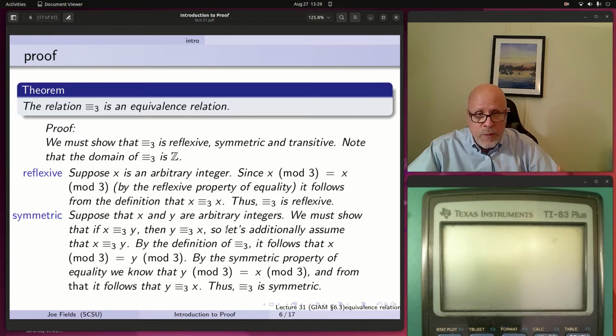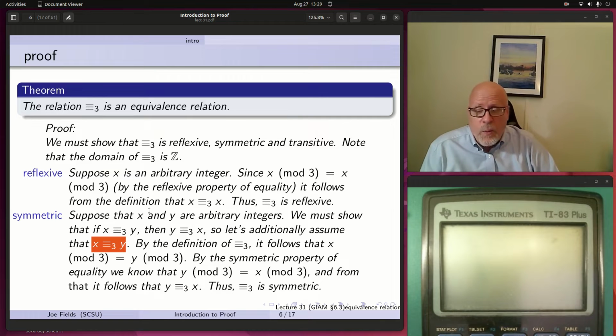Remember, this is a proof of a UCS, a universal conditional sentence. So we add in that the variables satisfy the antecedent of that UCS. Okay, so we've got an additional assumption that x is equivalent mod 3 to y. Sorry, I was scanning my own work and trying to find the spot there. Okay, so where do we proceed from there?